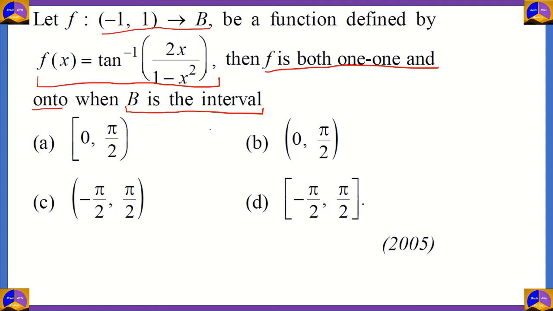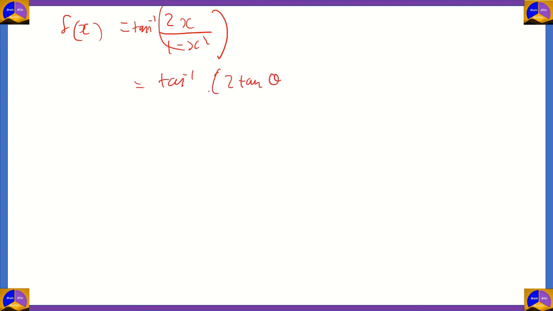In order to solve this question, let's take x to be equal to tan theta. That means theta can be written as tan inverse x. So now f(x) is 2x divided by 1 minus x squared, and this is under a tan inverse function. Now putting x as tan theta, you get tan inverse of 2 tan theta divided by 1 minus tan squared theta.